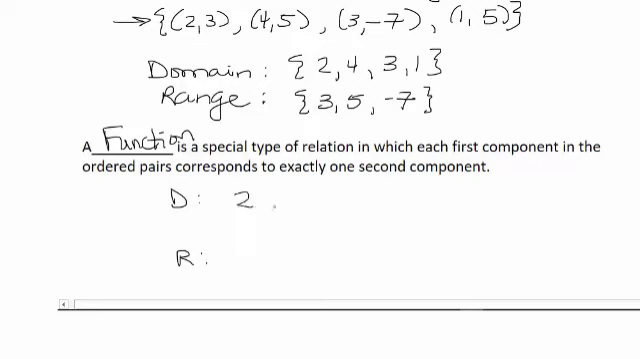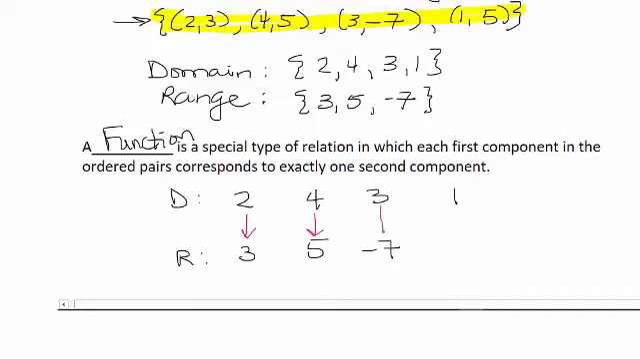So for example, here we have our domain, that's 2, 4, 3, and 1. Our range was 3, 5, and -7. Looking back at the ordered pairs up here, we're going to draw arrows connecting each input to its output. So the input 2 leads to the output 3. The input 4 results in the output 5.